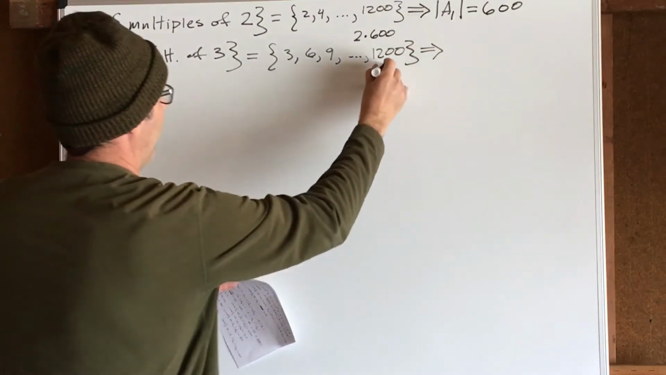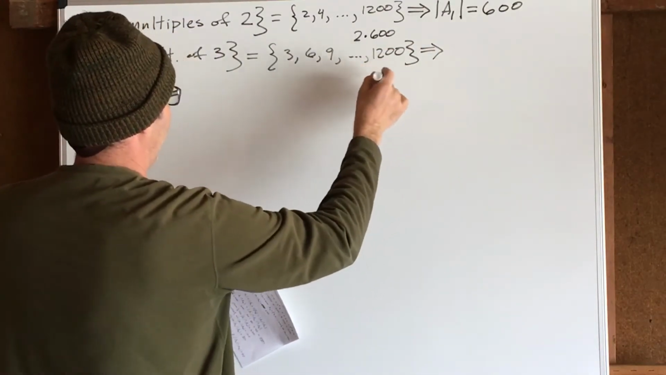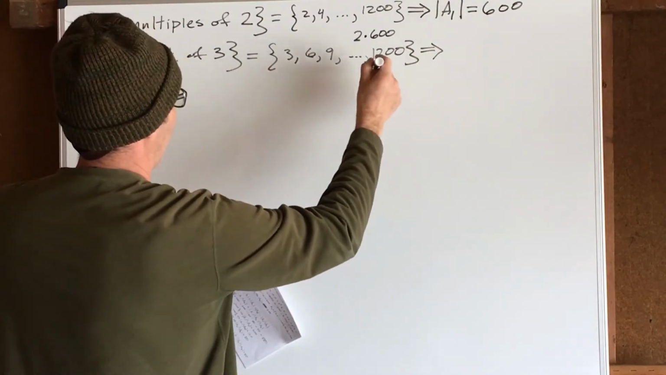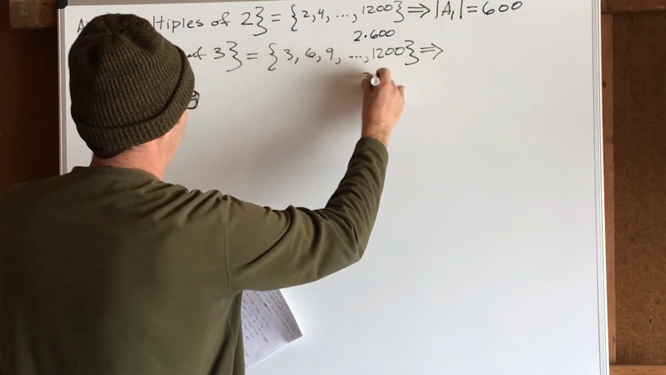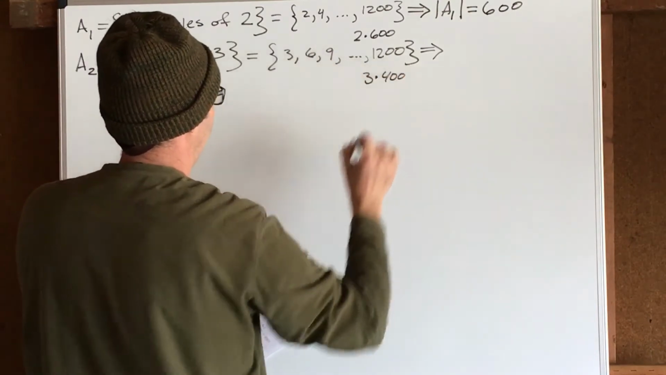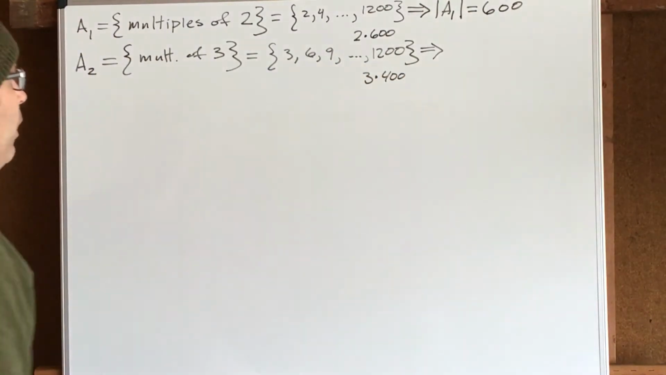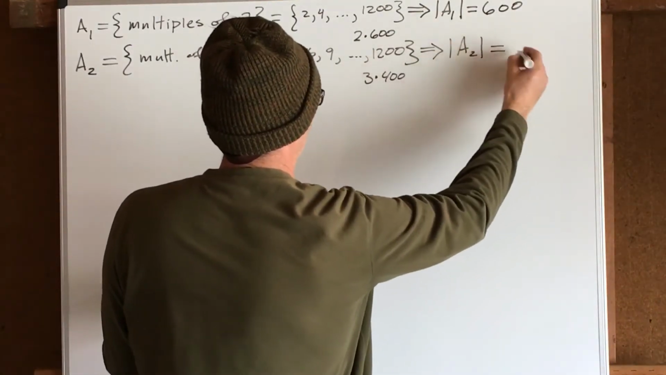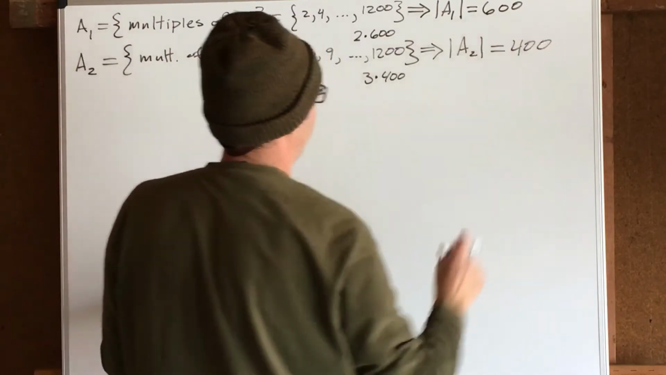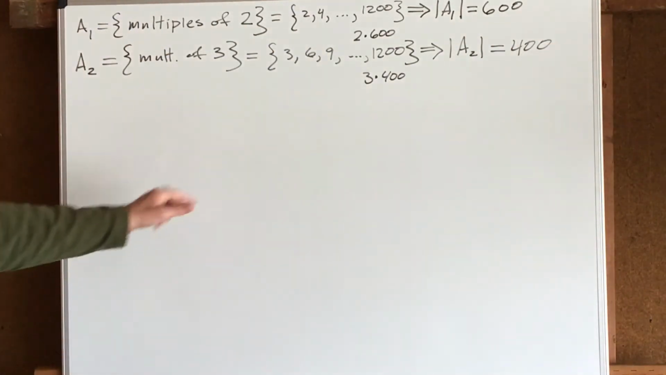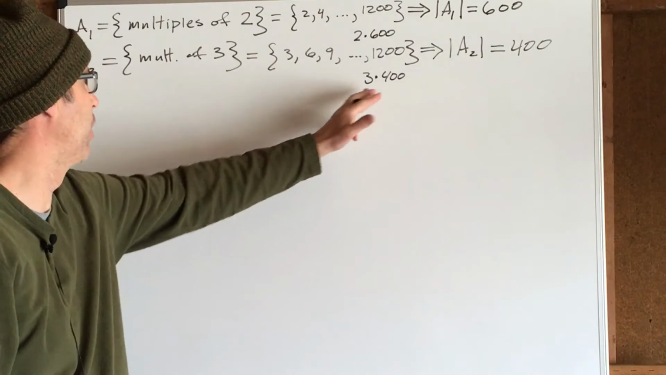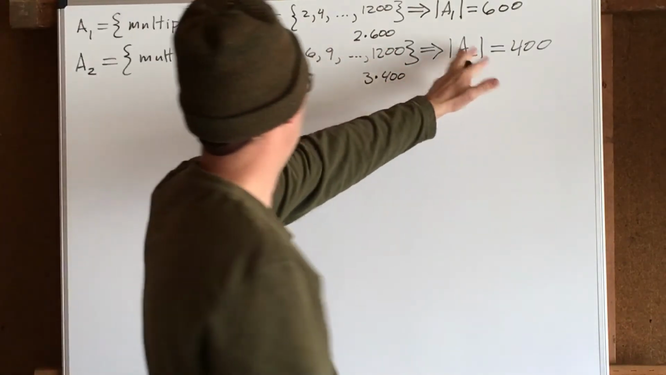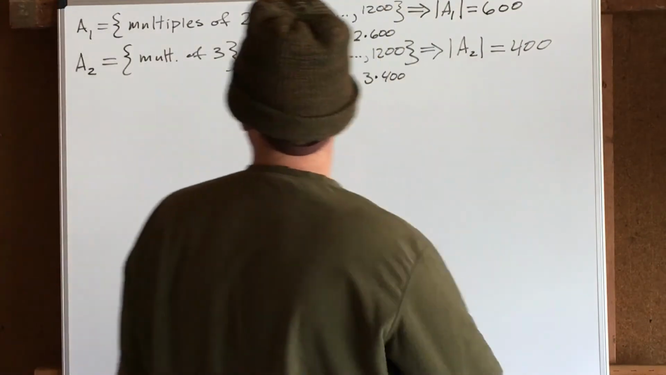Anyway, 1200. Let's see, divided by 3, it's 3 times 400. So that tells us that A2 has 400 elements. Think about how that is: it's 3 times 1, 3 times 2, 3 times 3, all the way up to 3 times 400. So there are 400 of them.